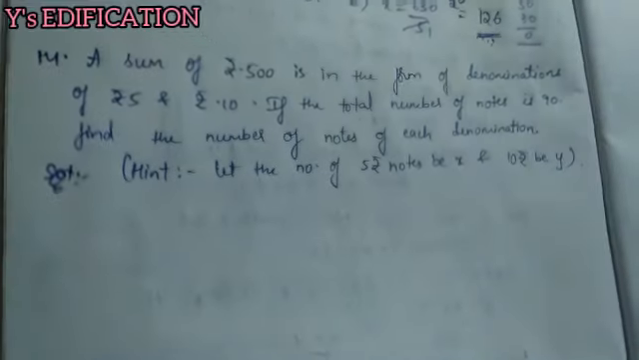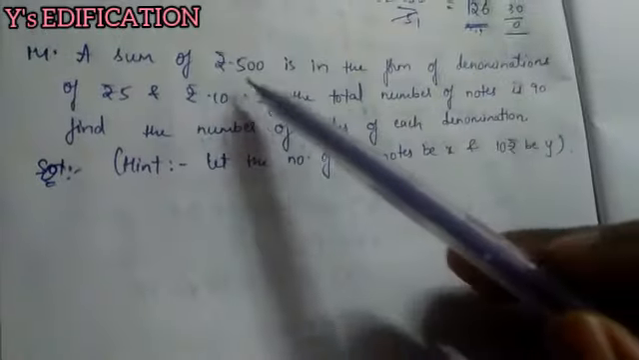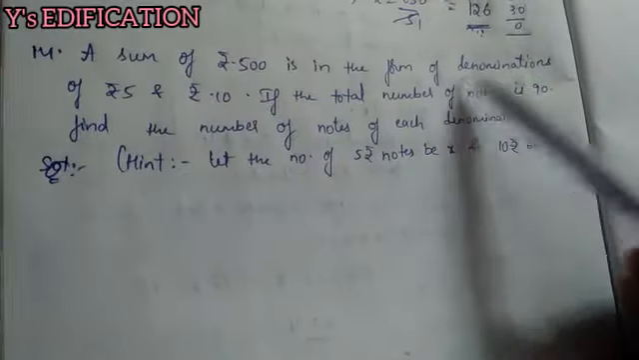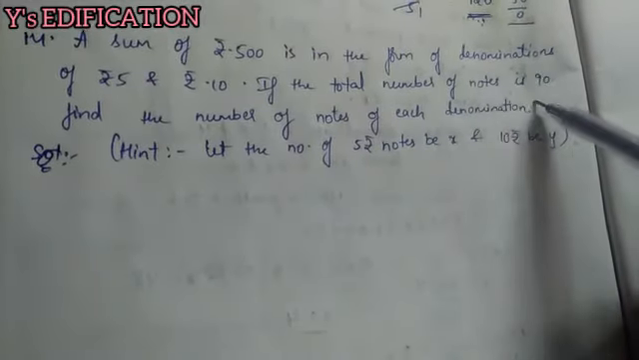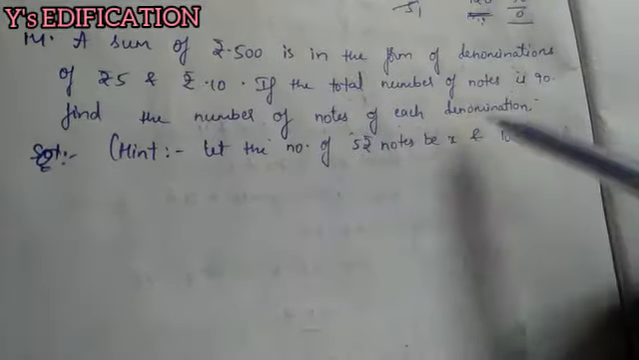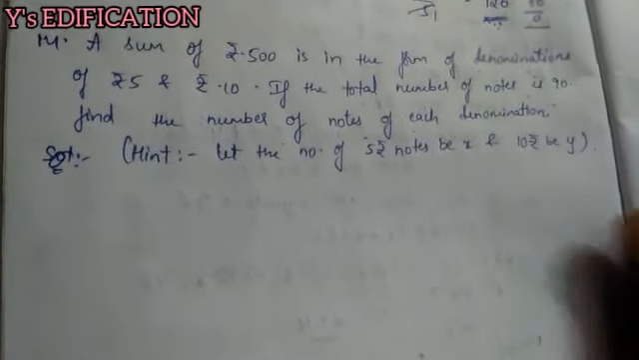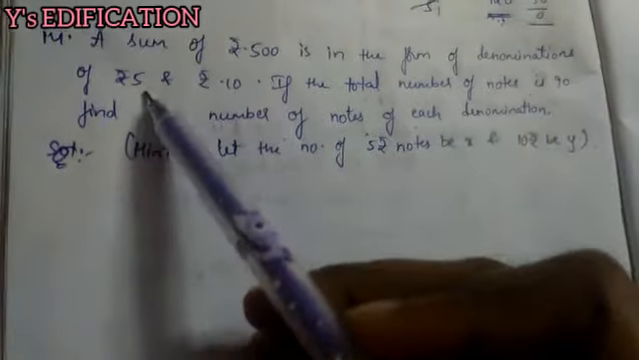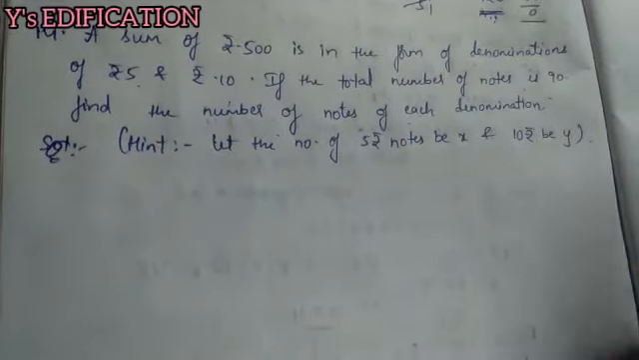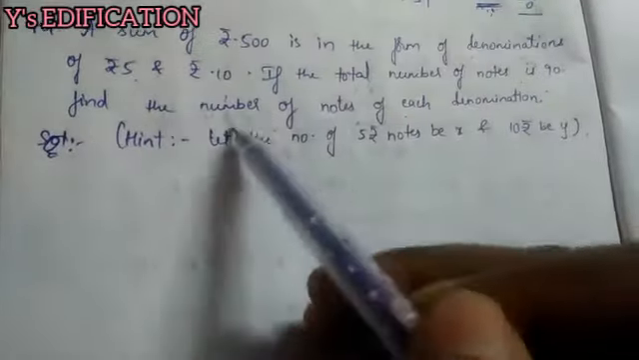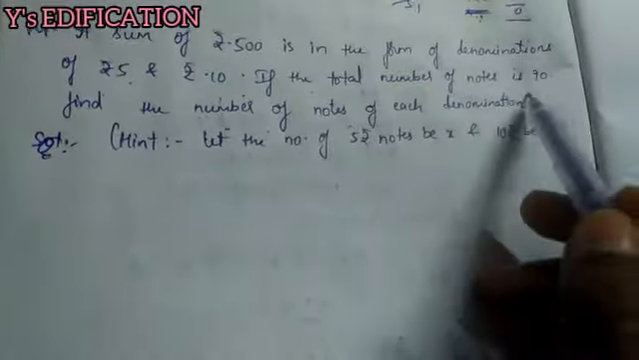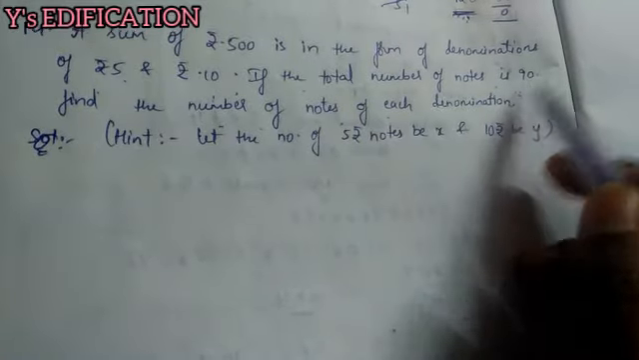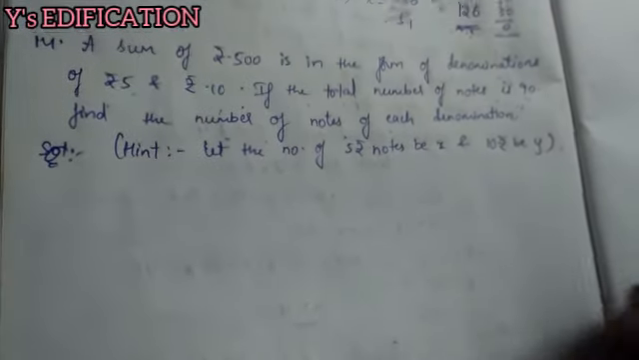Okay. Coming to the next question. An amount of rupees 500 is in the form of denominations of rupees 5 and rupees 10. If the total number of notes is 90, find the number of notes of each denomination. A person has 500 rupees, not a 500 rupee note, but a few 5 rupee notes and a few 10 rupee notes. They are asking how many 5 rupee notes and how many 10 rupee notes are there with that person. If the total number of notes is 90, among these 90, how many are 5 rupee notes and how many are 10 rupee notes, we have to find out.